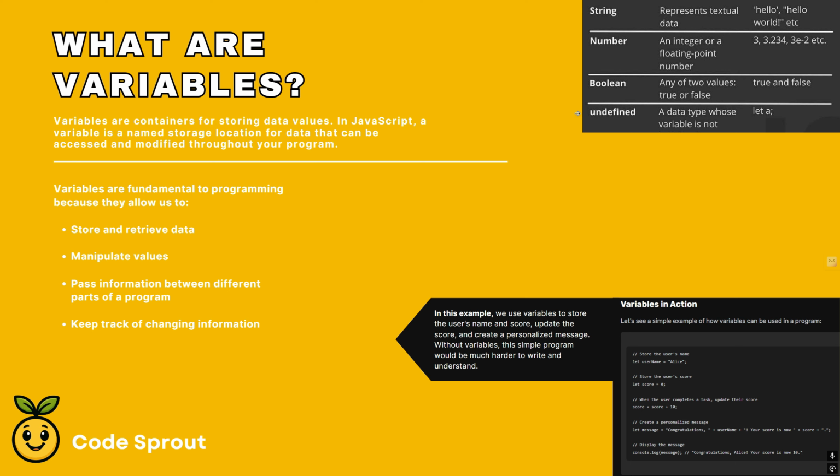At the top right, we can see some common variable types. We have strings that represent words like hello, hello world, and much more. Numbers which can represent values like 3, 3.234, and much more. We also have Boolean variables which can represent a true or false state. And there are also undefined variables, where we are defining a variable but are not necessarily attributing it with a value just yet.